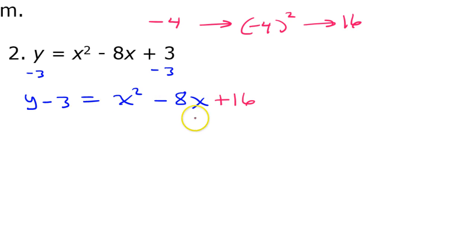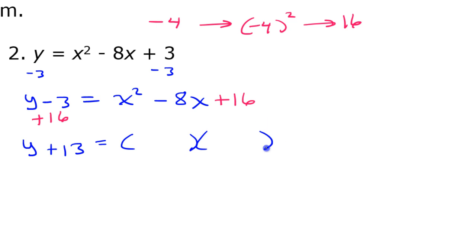The most common mistake is to go on with the problem from there. You have to remember, if you add 16 on the right, you immediately must add 16 on the left as well. Okay, so both sides. All right, that makes the left side y plus 13. I'm just combining the like terms there.